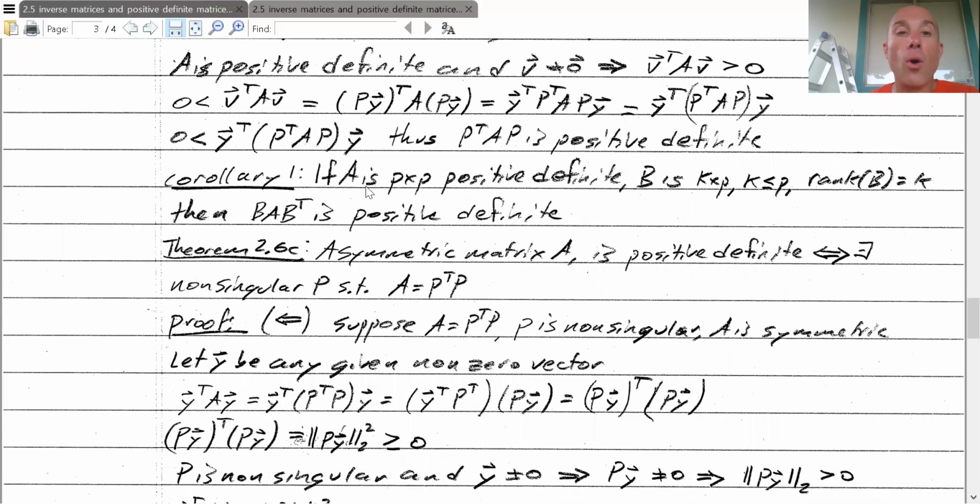All right, here's a corollary. If A is a p times p square positive definite matrix, B is k times p, k is less than p, rank of B is equal to k, then B times A times B transpose is positive definite. All right, so if I think about this for a moment, I've got B, A, B transpose. All right, so this is going to be a k by k matrix when I'm all done. I'm saying that the rank of B is k. Okay.